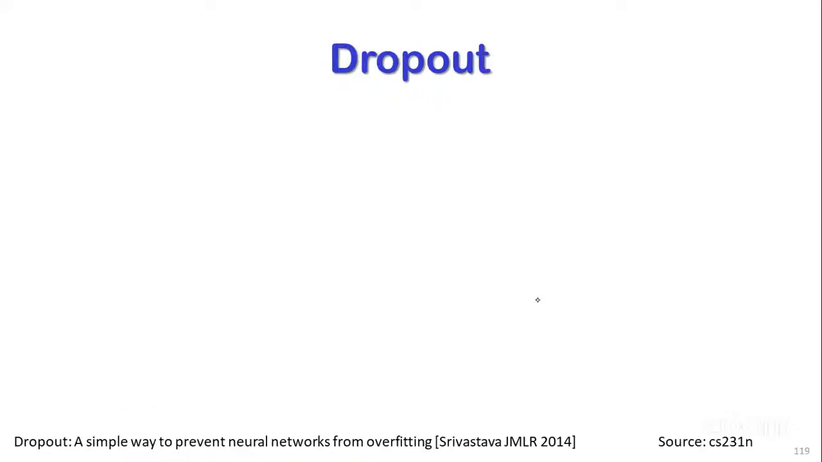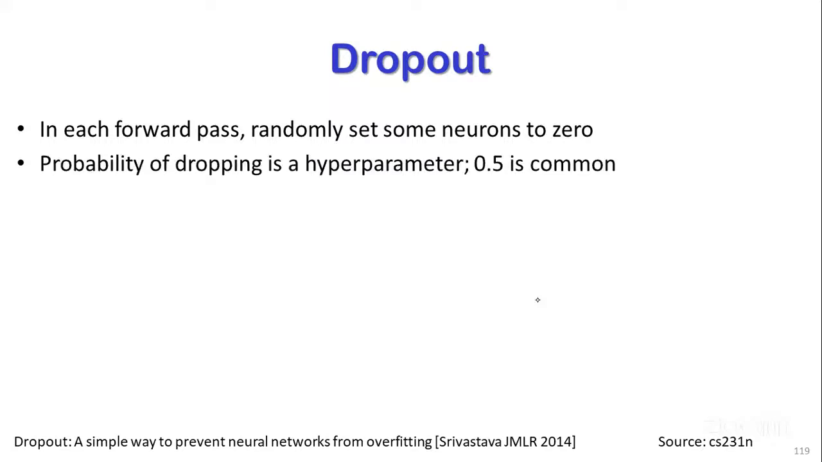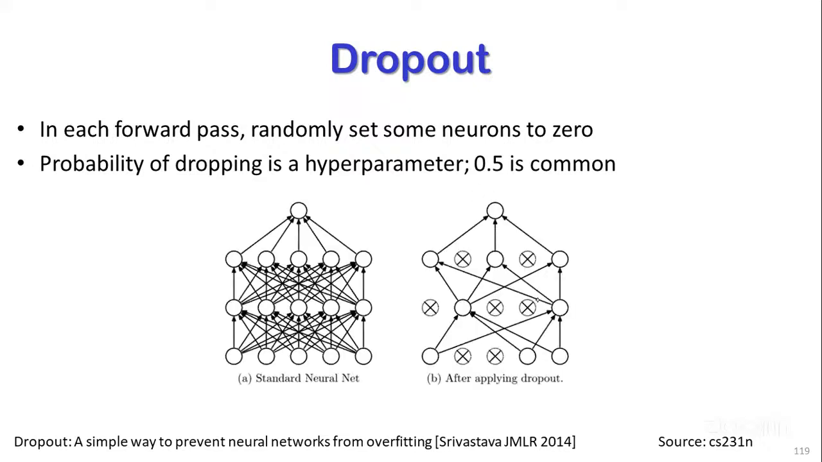Now there are some more methods, dropout. So in each forward pass, what we are doing, we are not moving forward with each and every unit, right? We are saying that in each forward pass, we are randomly setting some neurons to 0. Okay? So what happens here? And the probability of dropping is again a hyperparameter, right? That, okay, there is a 50-50 probability that this neuron will be dropped. So here you can see that on the left hand side, this is the standard neural network, and on the right hand side, this is after applying the dropout.